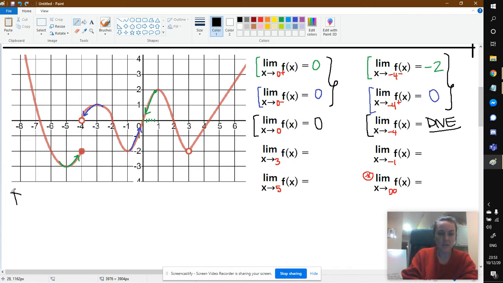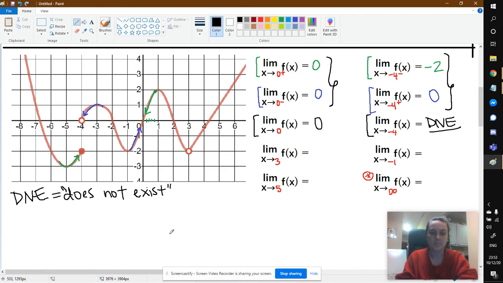And DNE stands for does not exist. Okay, so again, the limit at -4 does not exist because there is a jump where the left and right hand sides don't agree. It's getting closer to two different numbers as you're getting closer to -4, and we say it doesn't exist.